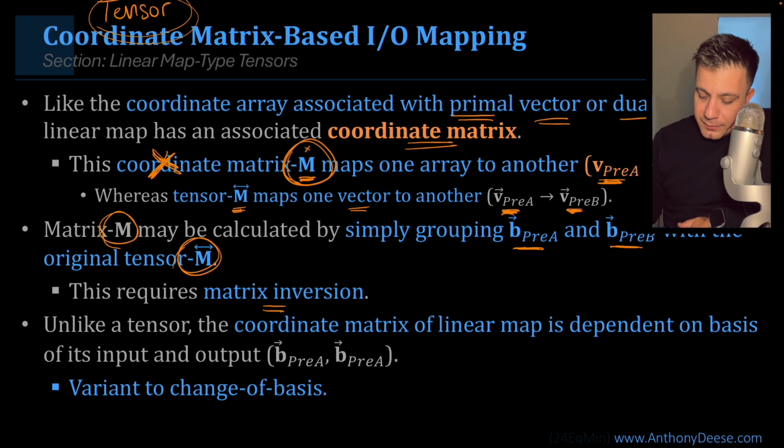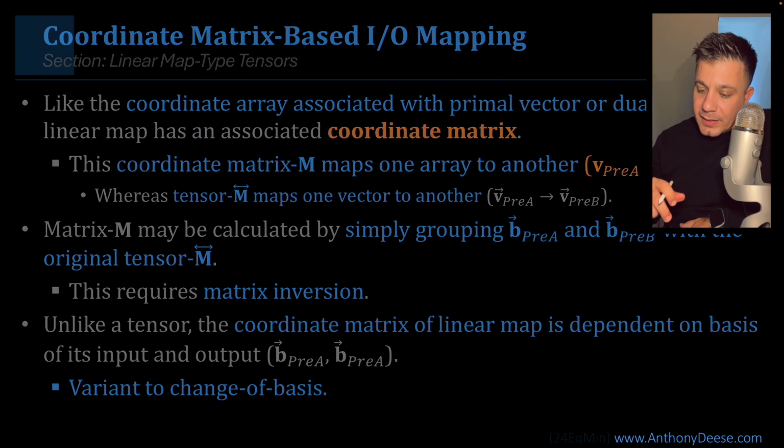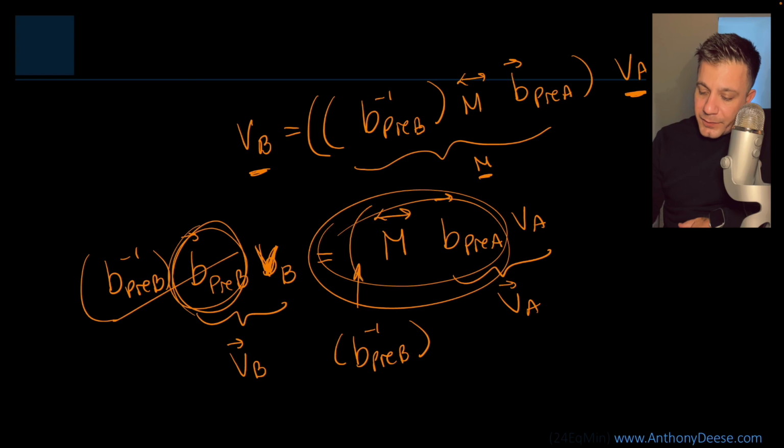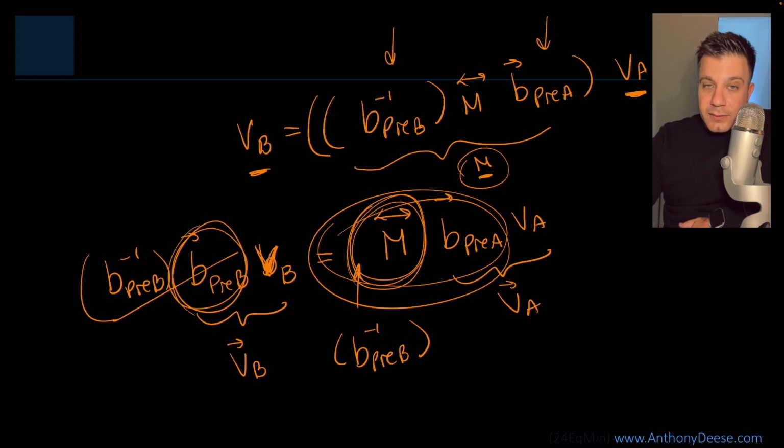Unlike a tensor, the coordinate matrix of the linear map is dependent on the basis of its inputs and outputs. Okay, B pre-A, and that should be B pre-B. It is variant to change of basis. So if you look here, this tensor is invariant to change of basis. This matrix right here is very much variant, it changes with the basis, because you can see the bases are embedded within the coordinate array itself. So if this changes, then this is going to change. If this changes, then this is going to change.